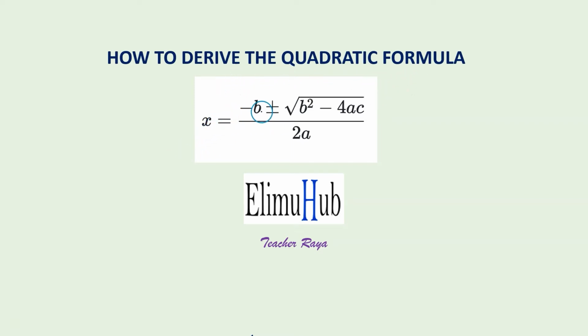In this tutorial, I'm going to show you how to derive the quadratic formula, which is x equals negative b plus or minus square root of b squared minus 4ac over 2a. Okay, so we need to start with the general quadratic equation, which is ax squared plus bx plus c equals 0.